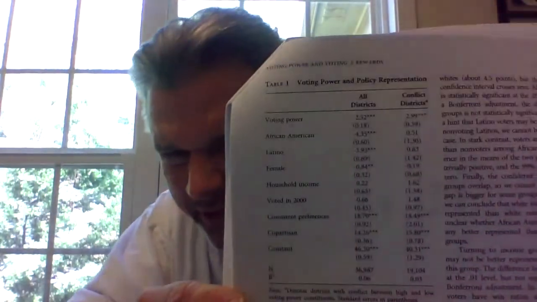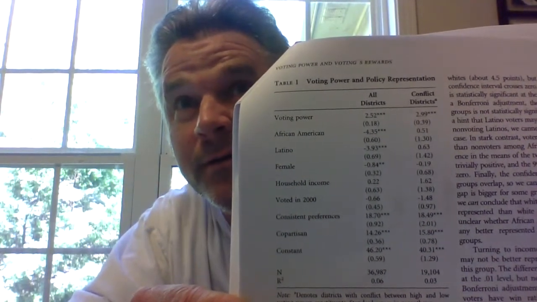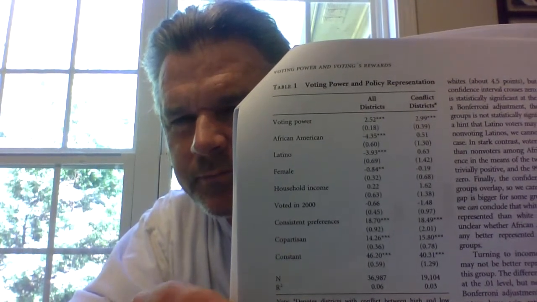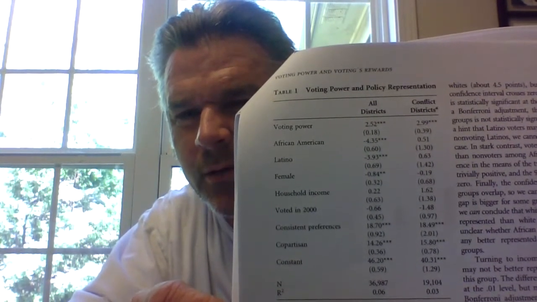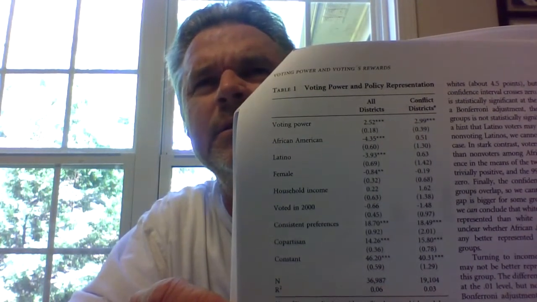So they include a number of tables, which I'm not going to show you because I don't want to overwhelm you. The main couple of tables are table 1 and table 2. So let's take a look at table 1. Can you see that okay, Michael? Yes. Okay, so it's titled Voting Power and Policy Representation. Remember I told you every table should be able to stand on its own?